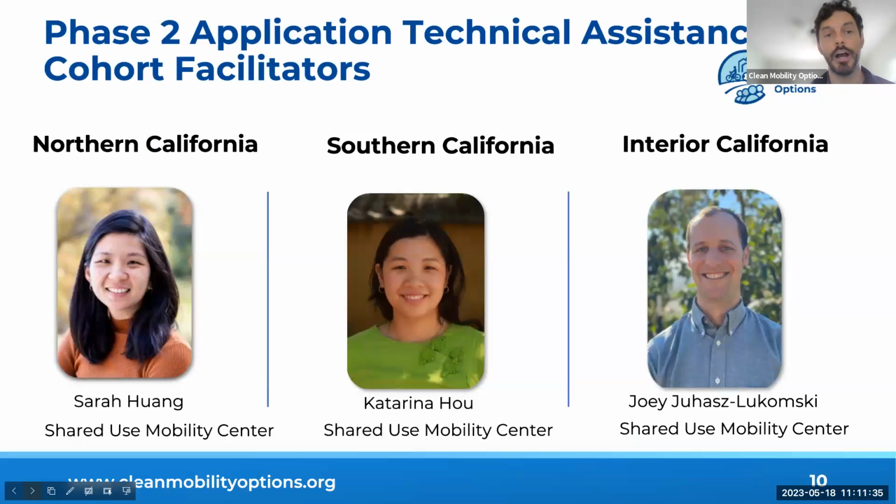So I'm excited to introduce our Phase 2 application technical assistance cohort facilitators. These facilitators are here to provide support and guidance through the application process. So allow me to introduce them to you all. First, in Northern California, we have Sarah Wang as an expert in clean mobility options who will be assisting applicants in this region. In Southern California, we have Katarina Hoy, who is passionate about sustainable transportation and will be working closely with regional applicants. And then alongside Katarina, we have Joey Juhaslov-Komsky, bringing expertise in clean mobility and community-driven solutions.